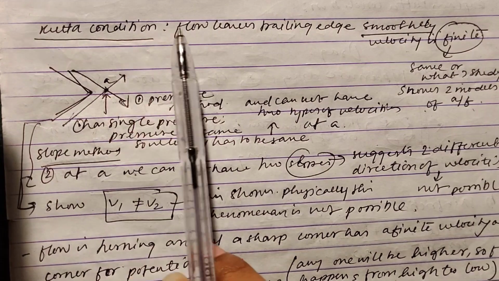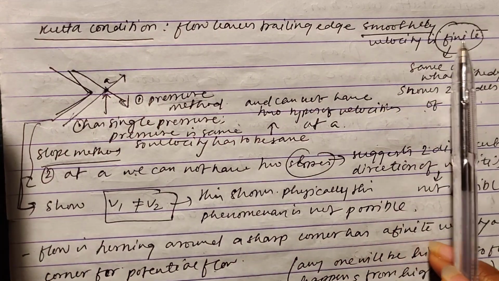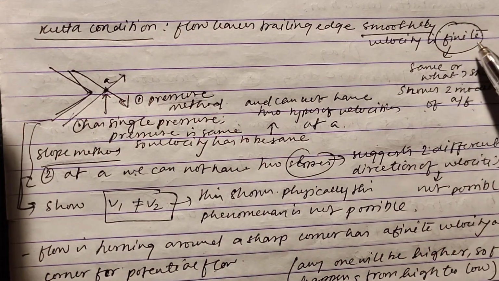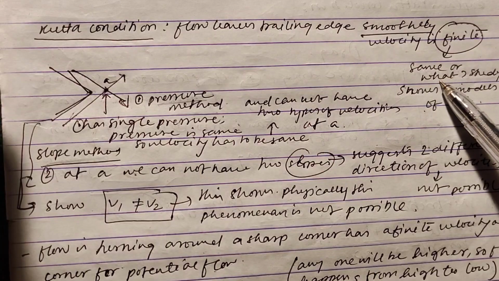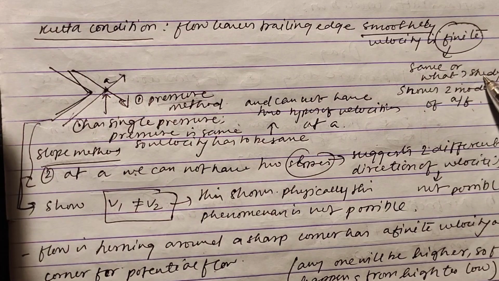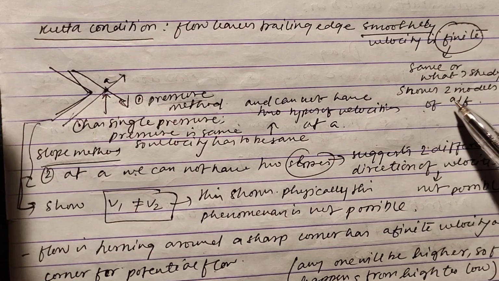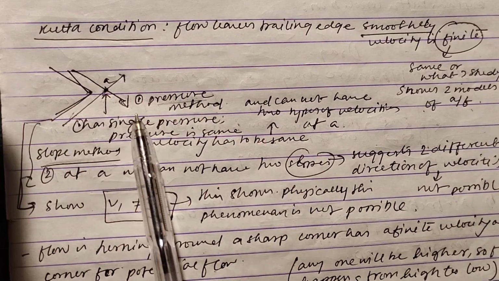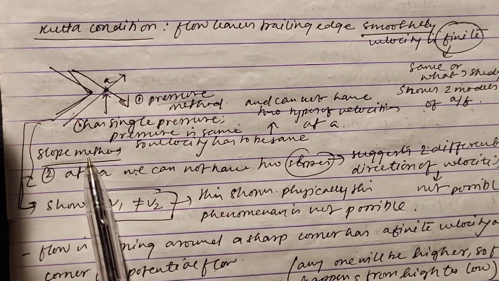Understanding the Kutta condition. Flow leaves the trailing edge smoothly, velocity is finite. We are interested to know whether this finite velocity is the same or different. To understand that, we have a study which shows there are two methods to study our airfoil. The first method is the pressure method and the second is the slope method.